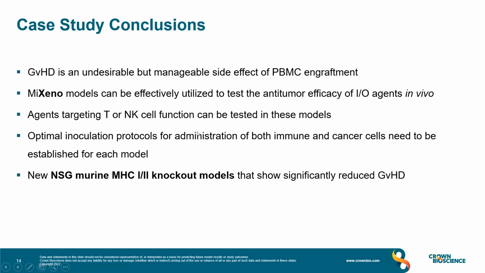And we have a certain number of models that we've already validated in these mice. Furthermore, we've just licensed in an NSG murine MHC-1/2 knockout model, and these show significantly reduced GVHD, so that we're fairly confident that these mice will eliminate a lot of the protocols that we need to manipulate in order to set up these experiments. So there's a lot of promise for these mice in the future.